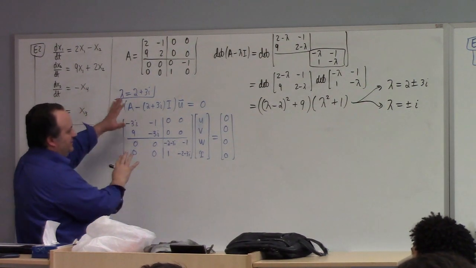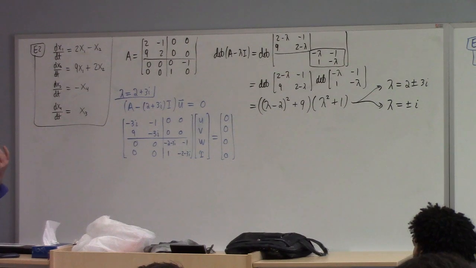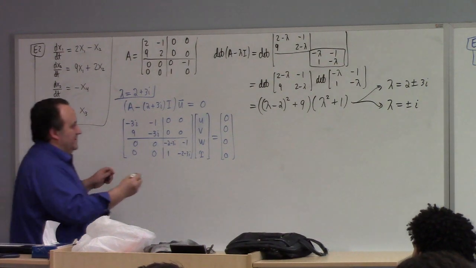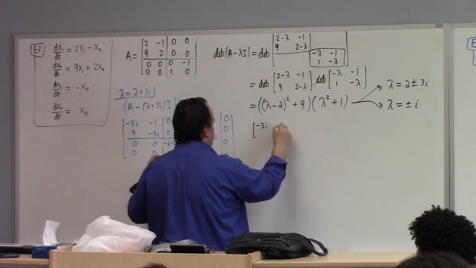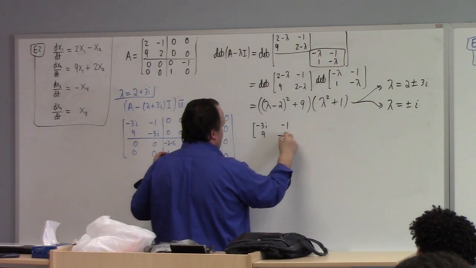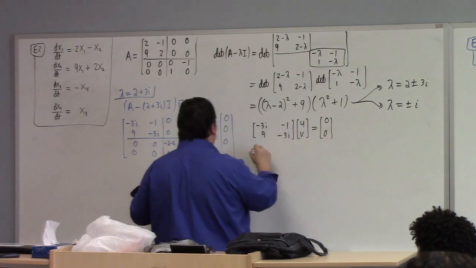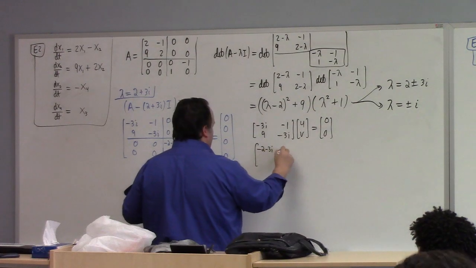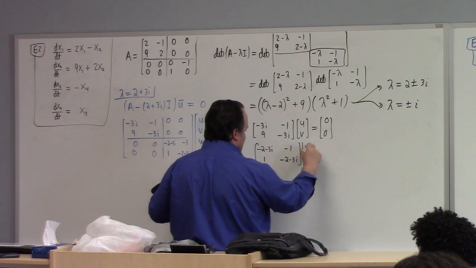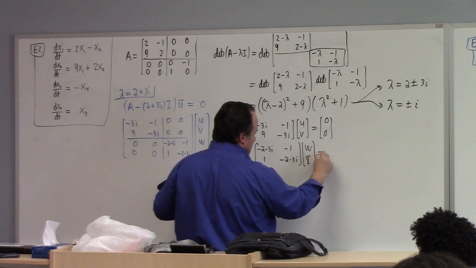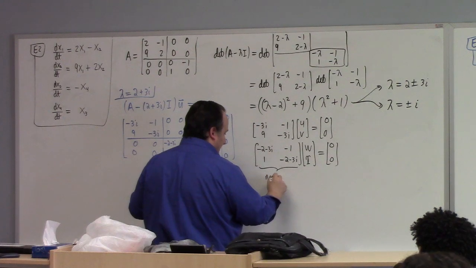All right, so here's the thing, guys. Yes, it's 4 equations and 4 unknowns, but is it really? No. It is not. Basically, this boils down to minus 3i, minus 1, 9, minus 3i times u, v equals 0, or minus 2 minus 3i, minus 1, 1, minus 2 minus 3i times w, upsilon equals 0. Fun fact, this has non-zero determinant.